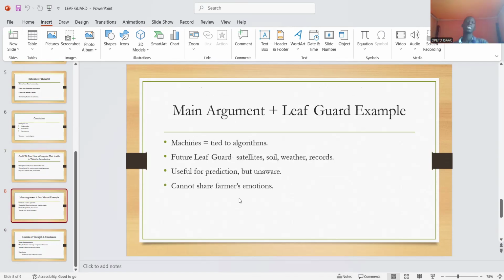So the main argument, or reason why a computer will never reach the point of thinking like a human being, is that a computer is just tied to algorithms. It just uses the sequence of rules it has been trained on. Like our leaf guard, when a farmer uploads leaves, it analyzes them and detects the pests and diseases affecting the leaf or crops, but it will not go far beyond human thinking. Of course, you can use this AI to predict, but it does so unaware, so it cannot share a farmer's emotions. So that is the main argument.